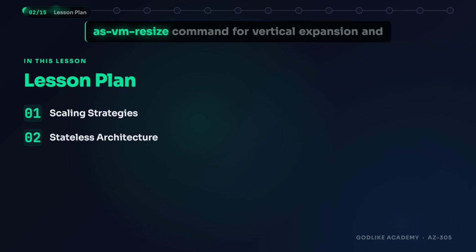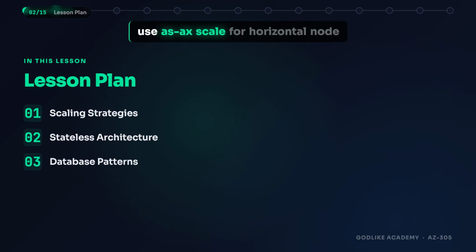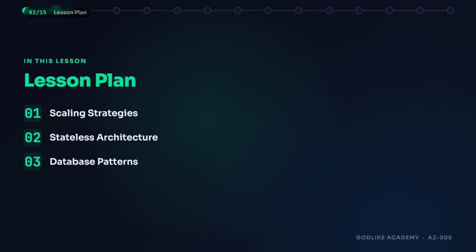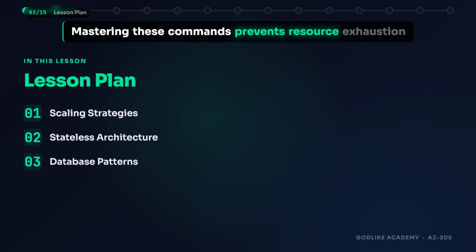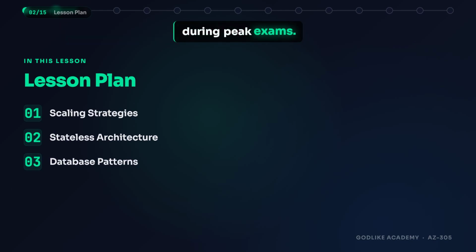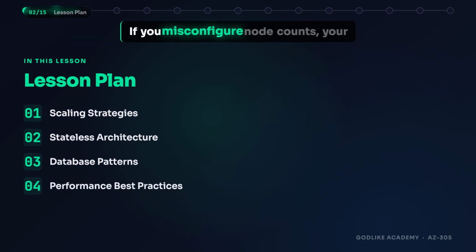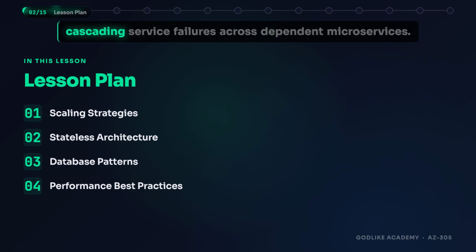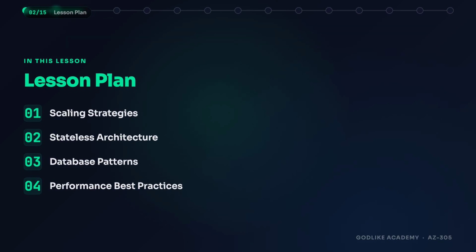You will learn to run the as-vm resize command for vertical expansion and use as-axscale for horizontal node pools. Mastering these commands prevents resource exhaustion during peak exams. If you misconfigure node counts, your cluster will throttle requests and trigger cascading service failures across dependent microservices.